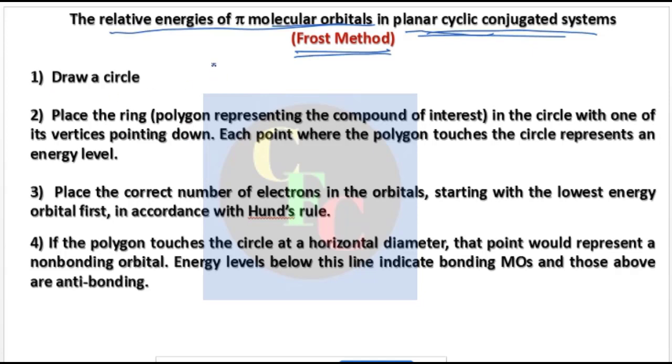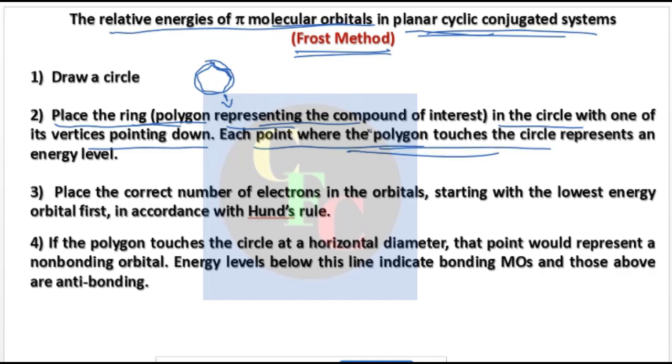The first thing is to draw a circle. The second thing is to place the ring, suppose it's benzene or whatever it is, in the circle with one of the vertices pointing downwards. Suppose then I have to draw the benzene like this. So I am drawing one of the vertices downwards. Each point where the polygon touches the circle is our molecular orbital. See, it is the same as benzene's molecular orbital structure.